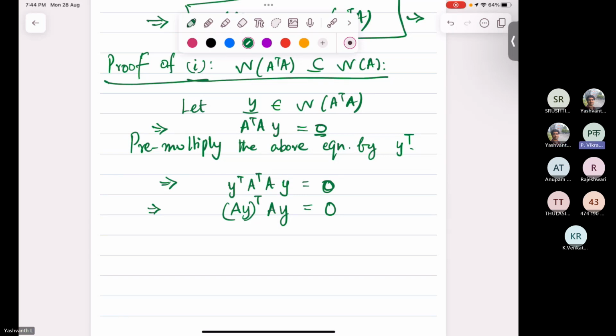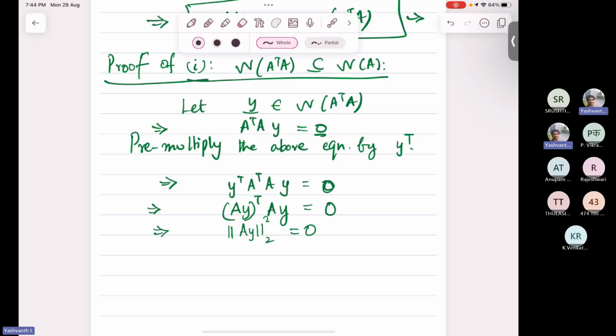(AB) whole transpose is B transpose A transpose. Yeah, that's okay. That's what I wrote here. But can anyone tell me what is the next step? So what is X transpose X? Is it the same as this? Norm X square. Exactly. So can I write this as norm AY square? Yes. Okay.